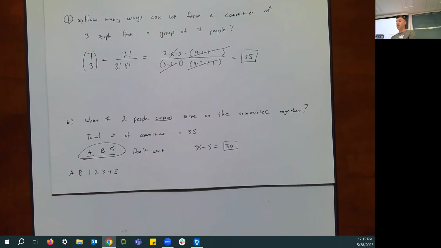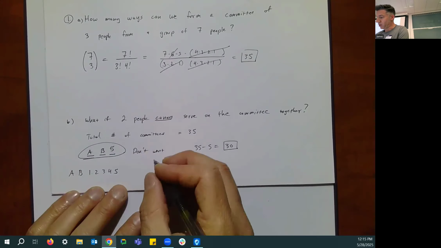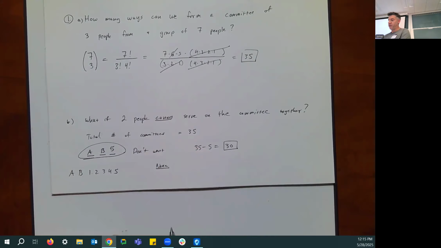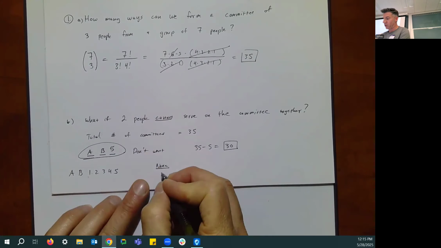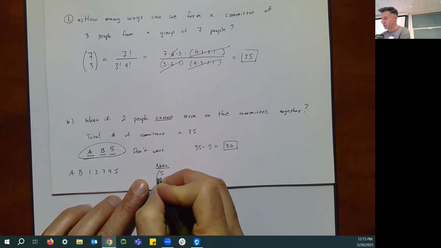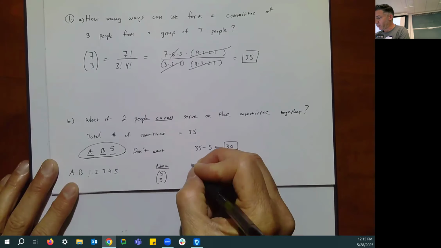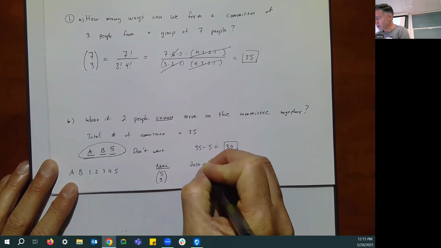So you could have neither A nor B. Well, there are 5 people to pick from, and we want to choose 3 of them. That's 5 choose 3 ways of doing that. If we don't want either person A or B, but then we want just A and not B.